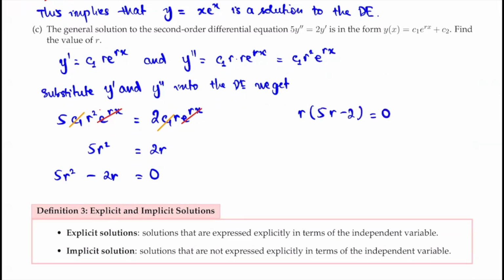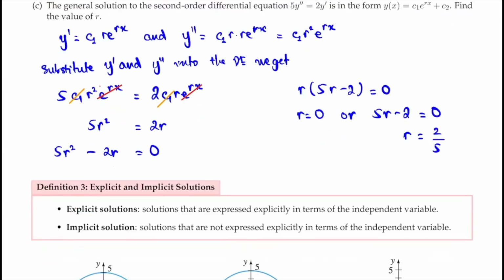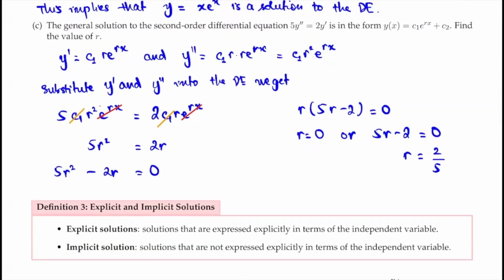From here, you either have R equal to 0 or 5R minus 2 equal to 0, or R equal to 2/5. So there are two solutions for the value of R. One is 0, the other one is 2/5. So when you see something like this, you always have to move everything to one side of the equation and factor out the value of R, because R in this case is the value that you're looking for. So in a way, it's a variable, so you cannot just cancel that out. Even though it's a constant at the end, it is still a variable in the context of solving that equation. So you have to be careful with that.